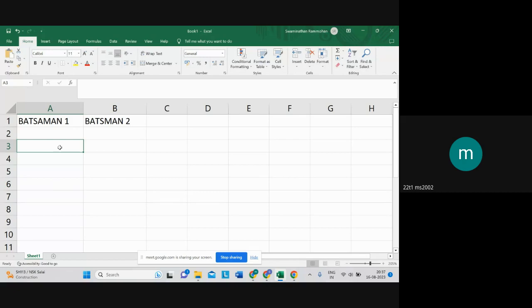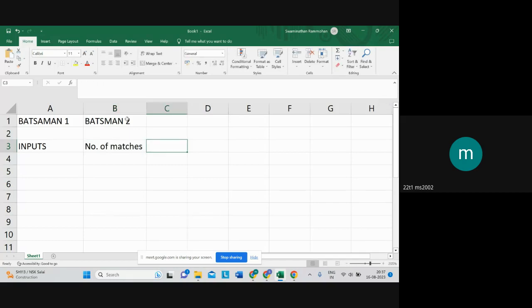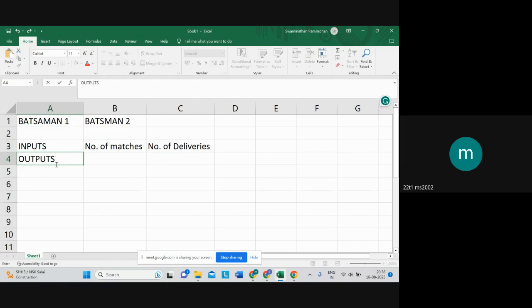If you want to compare two batsmen, how do you do it? What are the inputs that you can think about? Can we say number of matches played? What could be the other input? Number of deliveries faced. What could be the output? This is simple. What could be the outputs? Number of runs, total number of runs. What else?